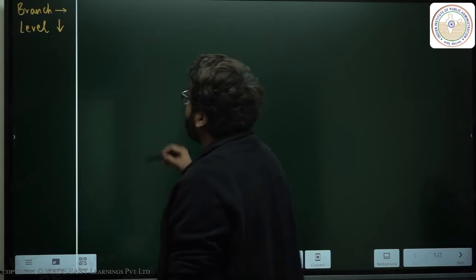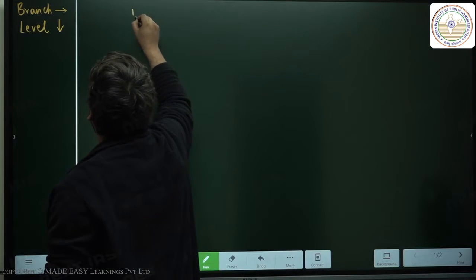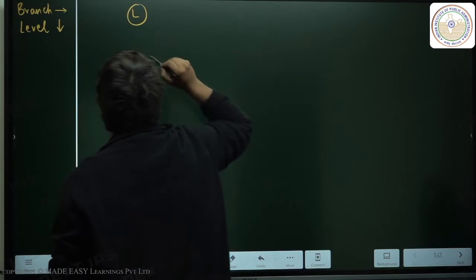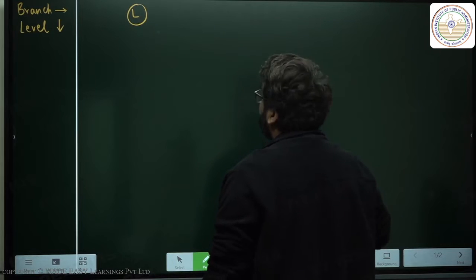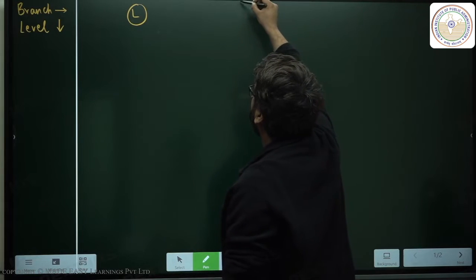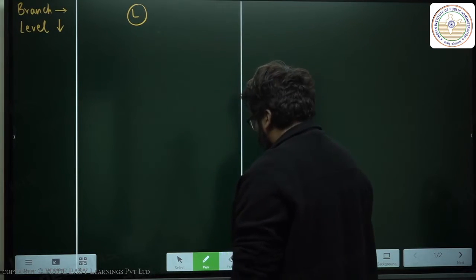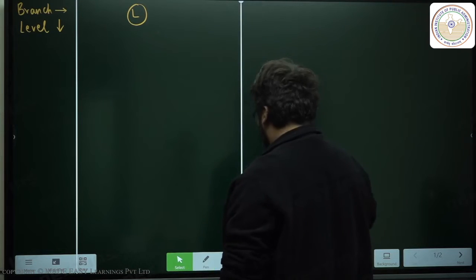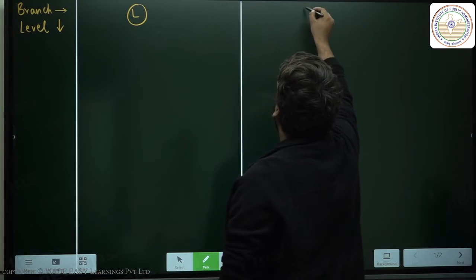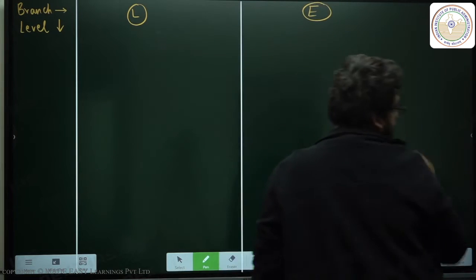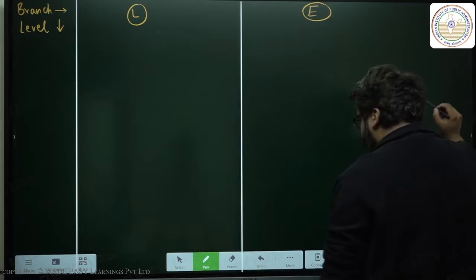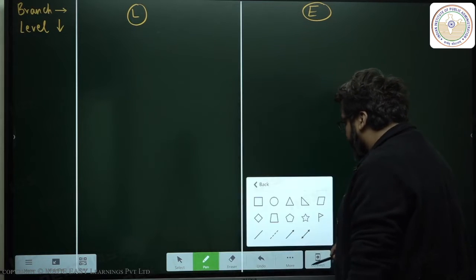Then you will write L. L stands for legislature, a broad column. Then you will make a second column for E. E stands for executive. And then I can see that there is the next I as logo.